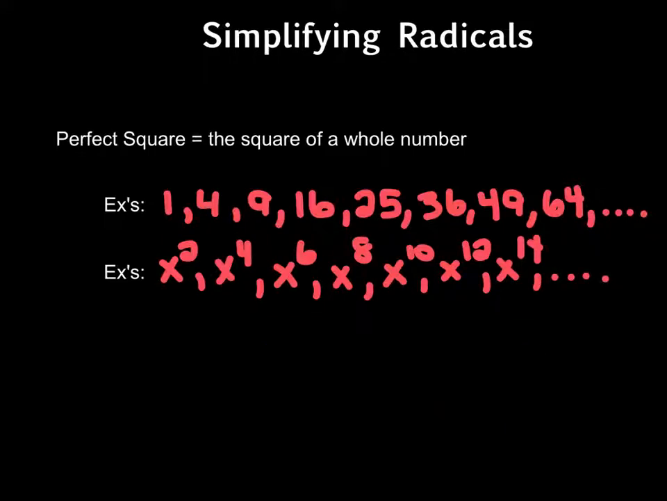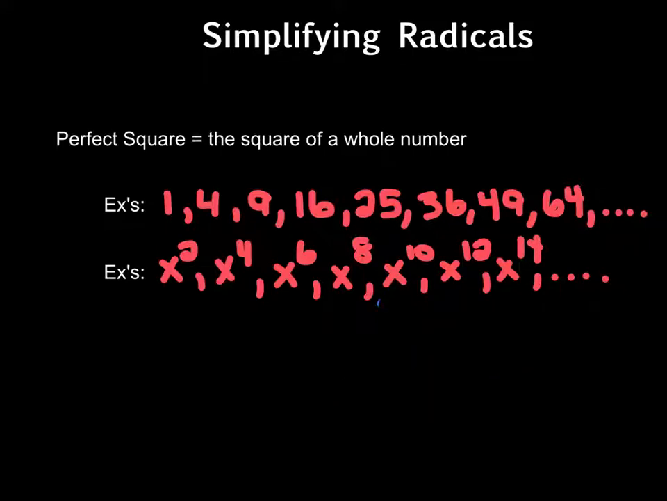So for any of these variables with exponents on it, if I wanted to take the square root of it, so for example, let's just take a look at this one right here, x to the 10th. If I wanted to take the square root of x to the 10th, all I have to do is take this exponent and divide it by 2. Just cut it in half. So the square root of x to the 10th would be x to the 5th. And again, the reason for that is because x to the 5th, when you square it, is going to give you x to the 10th.